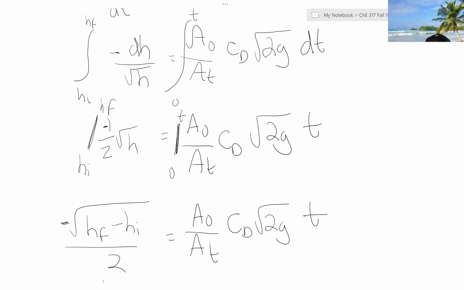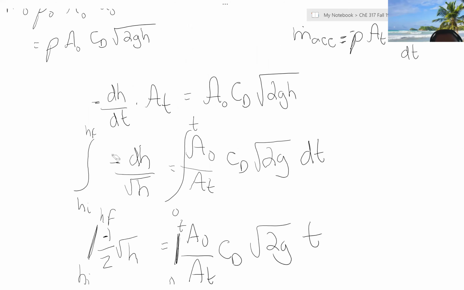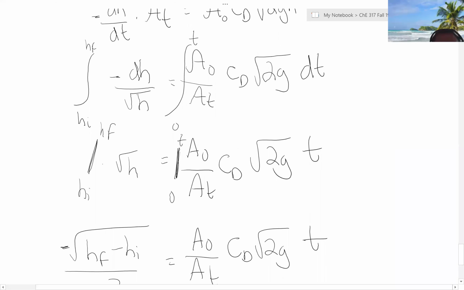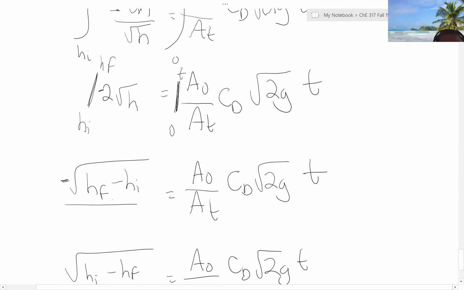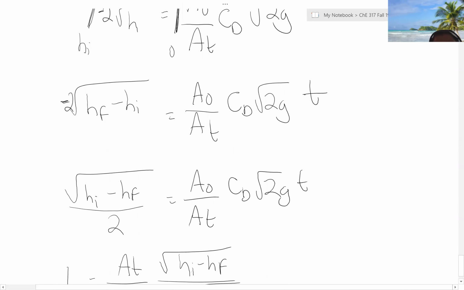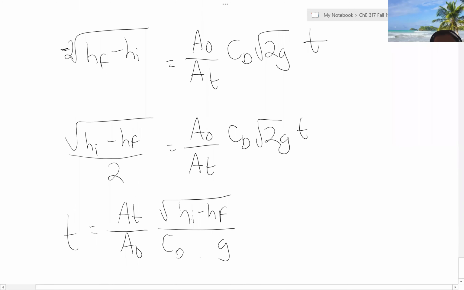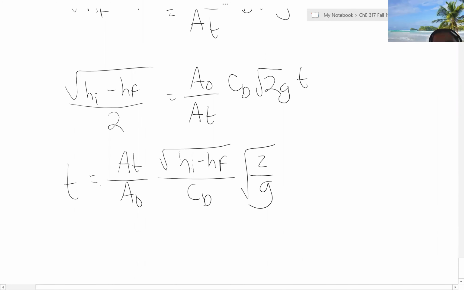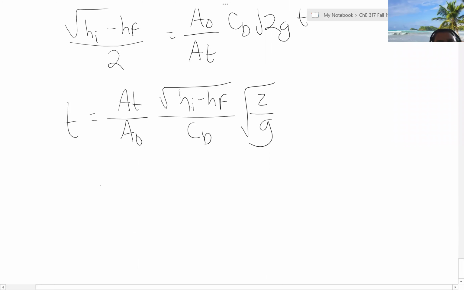Just double checking this because it doesn't seem right. The 2 should have ended up on the top because it was on the fraction. A negative 2. That makes more sense. This is why you always double check the math. So you end up with a lot of radicals, unfortunately.